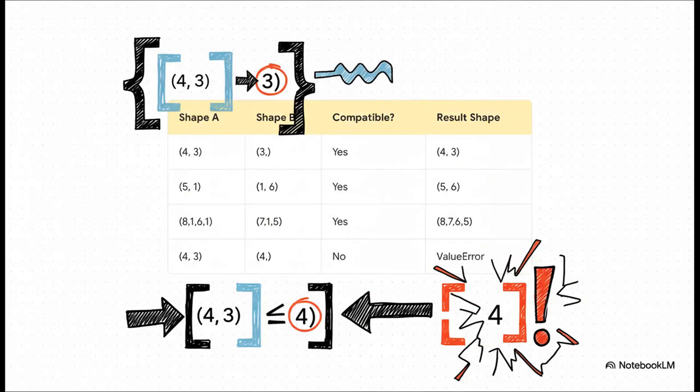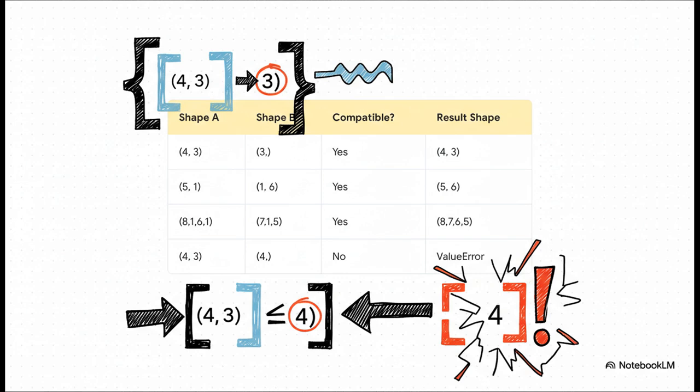That's it. Let's walk through some real examples here. Take that first case, a 4-3 matrix and a 3 vector. We line them up from the right. The trailing dimensions are both 3. They're equal, so it's compatible. The result takes the shape of the bigger array, 4-3.